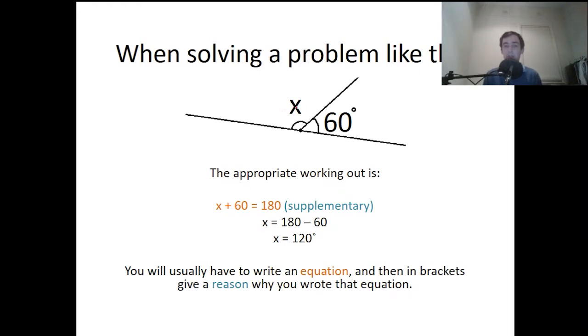So if you have a simple problem like this and it says find x, or what is x in this diagram, what you do is you can write out an equation, x plus 60 equals 180, and then you write the reason for that equation in brackets. Okay, so then you can start solving the equation, and in this case you minus 60 from both sides and you end up with x equals 180 minus 60 and x equals 120. So that's the formal way of doing it, if you want to get full marks for a question like this.